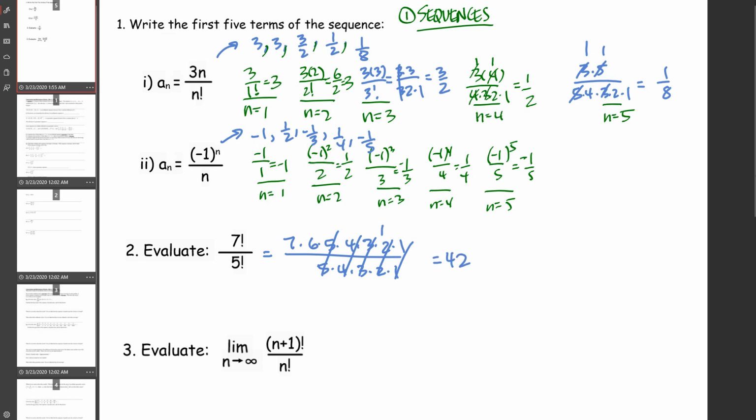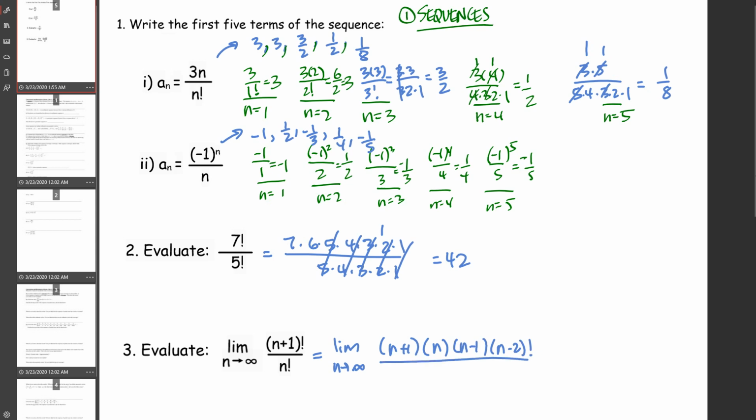All right, let's see if we can do this problem here. This says evaluate this limit. Well, before we try to do the limit problem, let's just look at the fraction here. The fraction here is n plus 1 times... The next term less than n plus 1 would be n plus 1 minus 1, so that's going to be n. So what I have here is n, and then n minus 1, and then n minus 2, etc.